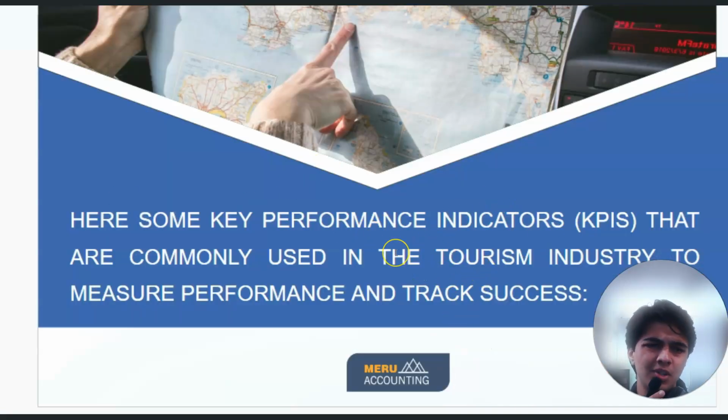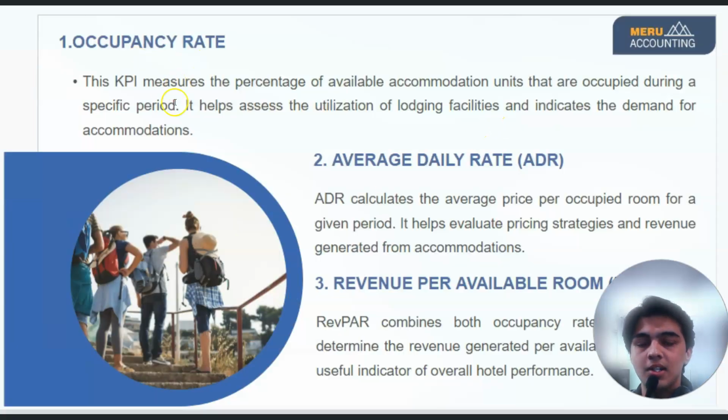Now let's talk about some of the key performance indicators that are commonly used in the tourism industry. Key performance indicators are very necessary because they measure the performance and track the success of the industry. So let's start with the first indicator. The first indicator is the occupancy rate. This indicator measures the percentage of available accommodation units that are occupied during a specific period. How many people are occupying your firm, your travel business? If you are having a tour of 20 people, then how many people are actually gathering there for the tour?